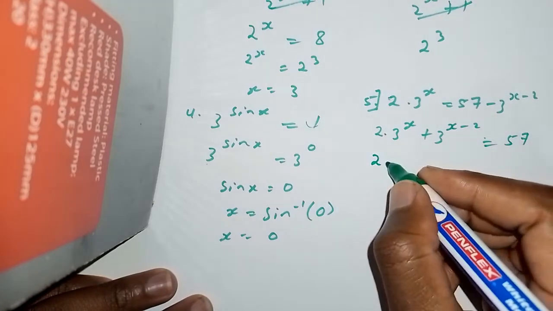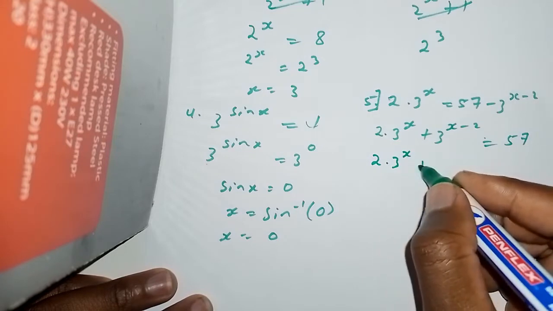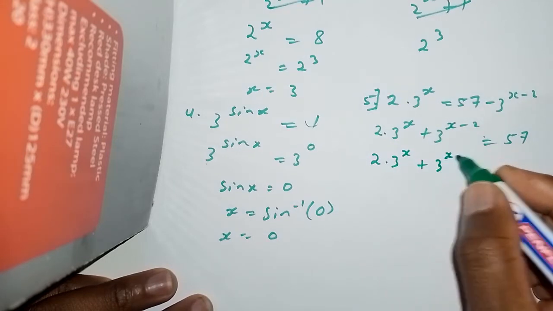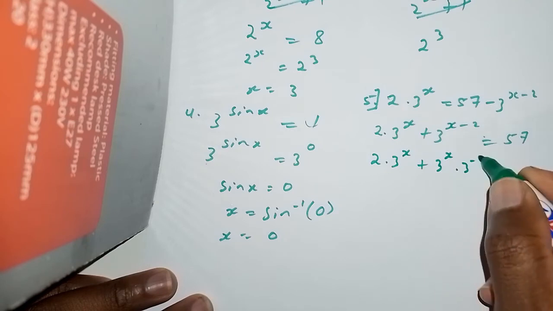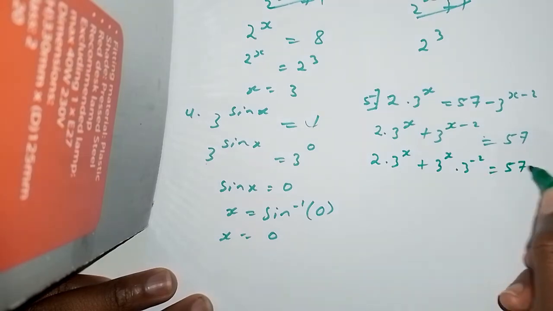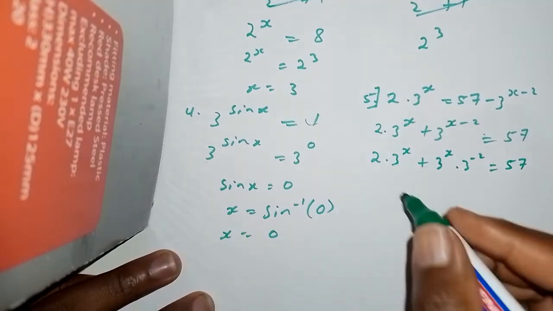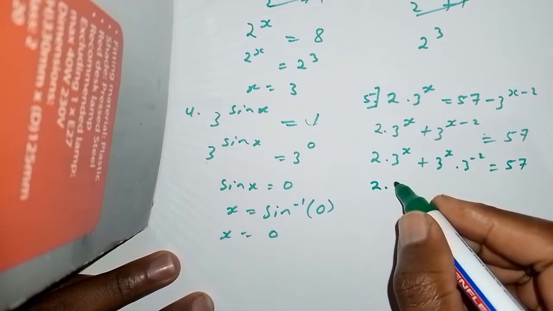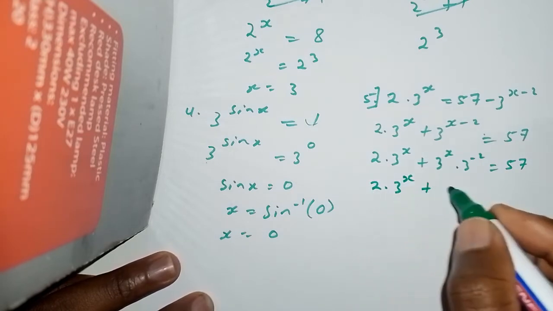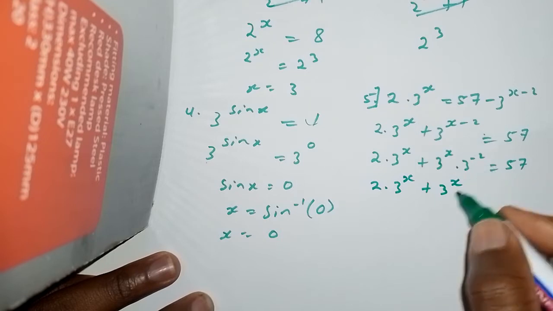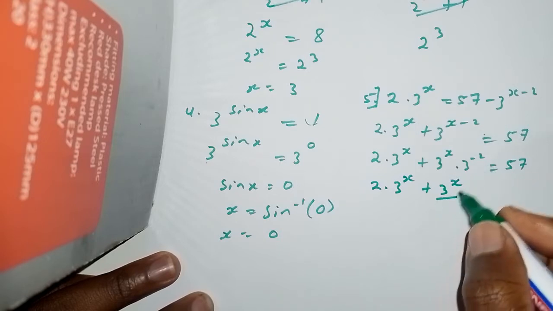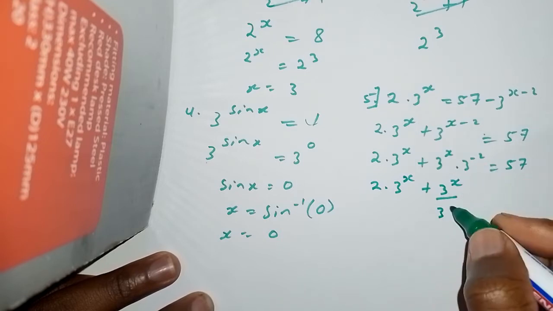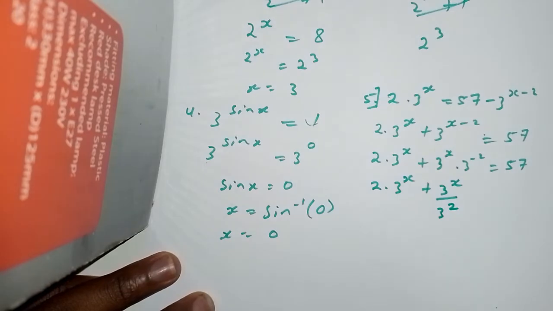Then 2 multiplied by 3 to the power x plus 3 to the power x multiplied by 3 to the power minus 2. This is equal to 57, right? This is going to be 2 multiplied by 3^x plus 3^x over 3 to the power 2. Did I do it correct? Yes, I believe it's correct.